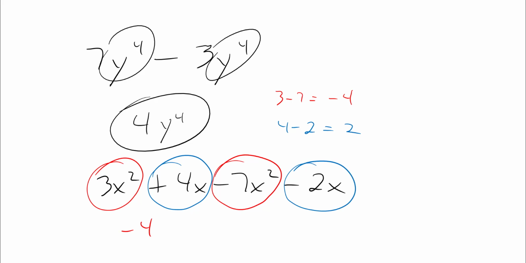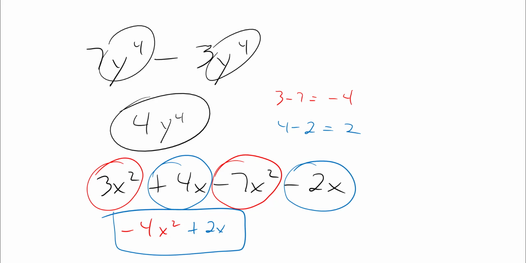So let me put this in here. It's negative 4x squared. And then the blue is plus 2x. So plus 2x. And that's my answer to this problem. Okay, that's combining like terms.